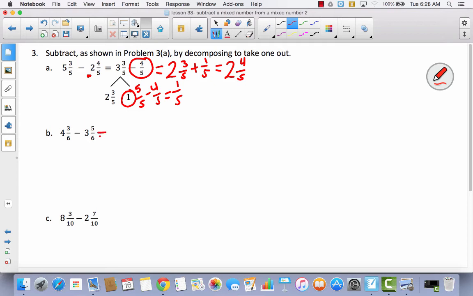All right, so first we're going to subtract the whole number, just like we did in the last strategy. So 4 minus 3 is 1, and I have 3/6. Okay, so I just subtracted the 3. Now I still have to take away 5/6.